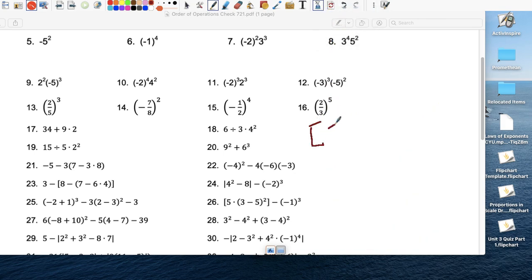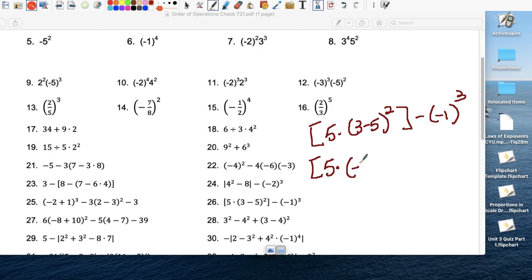26, we have 5 times 3 minus 5, close, minus negative 1. Right. So notice that the numbers are not that great. It's just you getting used to the operations and the negatives. That's the purpose of this. So again, 5 times, well, let's not multiply yet. 3 minus 5 is negative 2. And again, guys, I am taking this really slow.